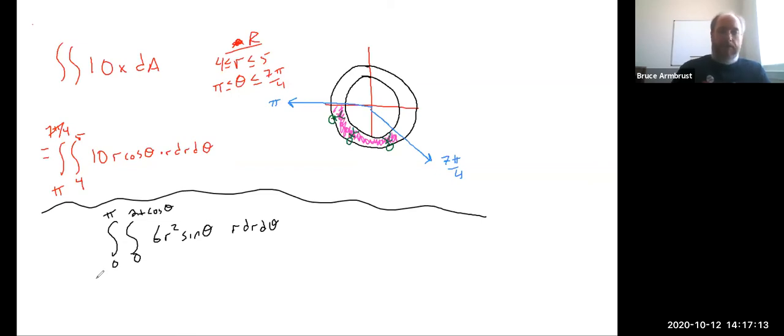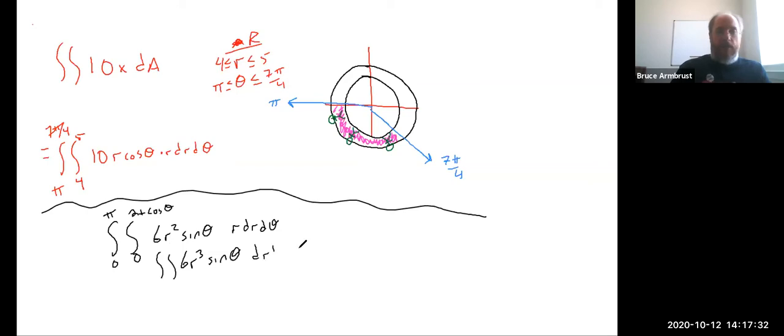Well, there you go. And now it's just a matter of integrating this. So with the r's, when you combine those, this is a 6r cubed sine of theta. So integrating with r is going to give us r to the 4th over 4. Put those things in.